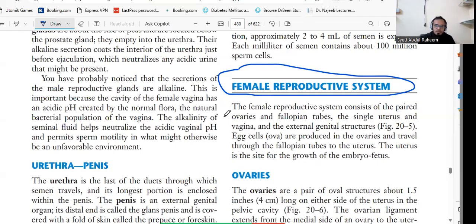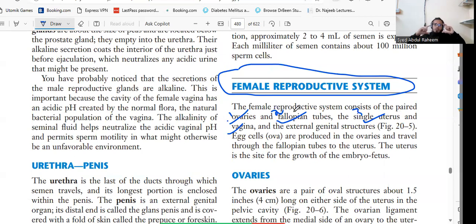Female reproductive system. The female reproductive system consists of paired ovaries, fallopian tubes, the single uterus and vagina, and external genital structures. So here are the female organs. What are the female organs we have? Ovaries, fallopian tubes, and uterus. Paired ovaries and fallopian tubes. So we have paired, not single.